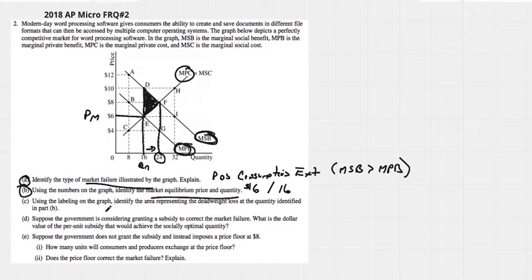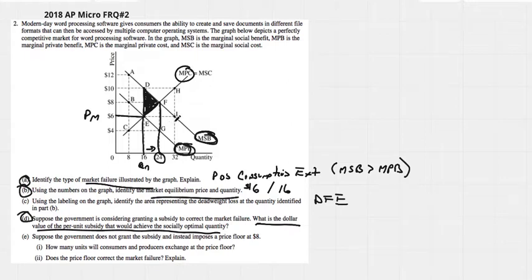Easy enough, I think. Using the labeling on the graph, identify the area representing deadweight loss. We got it, we shaded it in, but let's write it down, DFE, nice. Suppose the government is considering granting a subsidy to correct the market failure. What is the dollar value of the per unit subsidy that would achieve the socially optimal quantity?